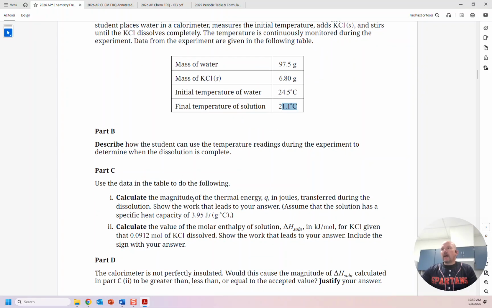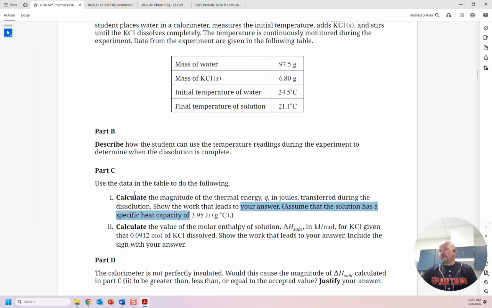Part C, calculate the magnitude of Q in joules. Because our heat capacity was given to us in joules, we're just solving for Q equals mcΔT. Magnitude just means we don't have to worry about the sign. But if we look to the next question, we have to report the delta H with the proper sign. We already know the proper sign is positive, so we're good there. If we plug the right data into Q equals mcΔT, we can just report the absolute value. We don't have to convert to kilojoules.